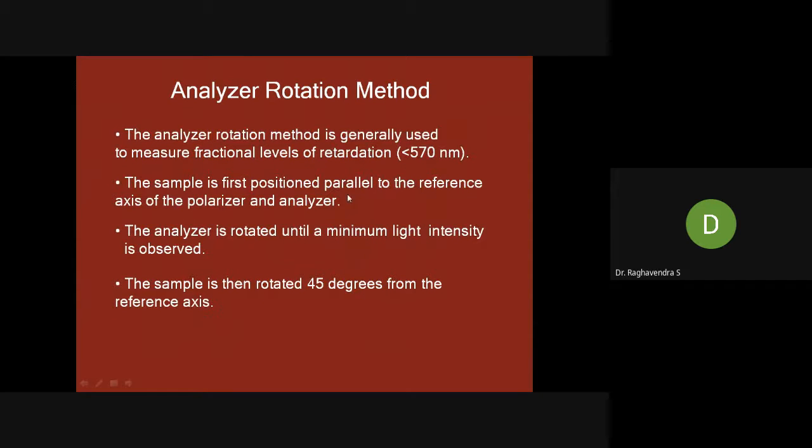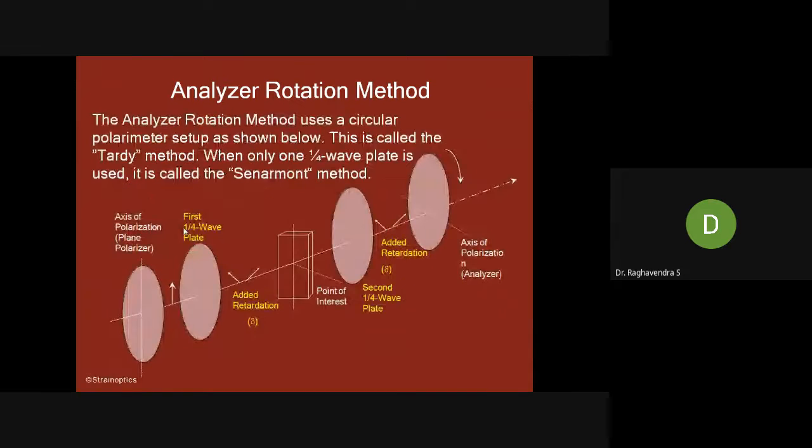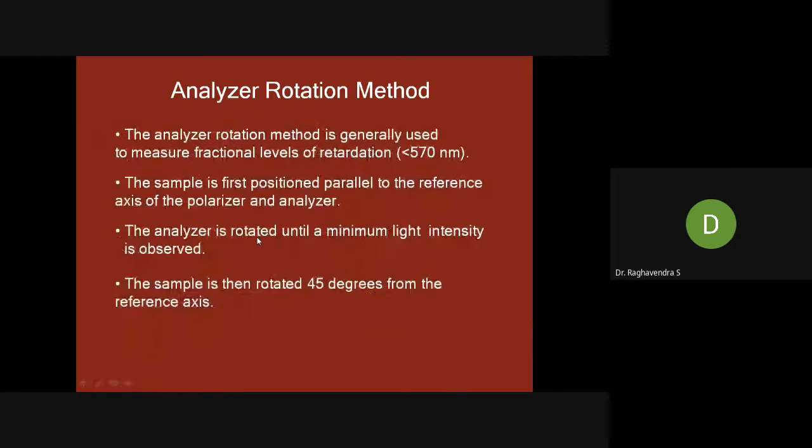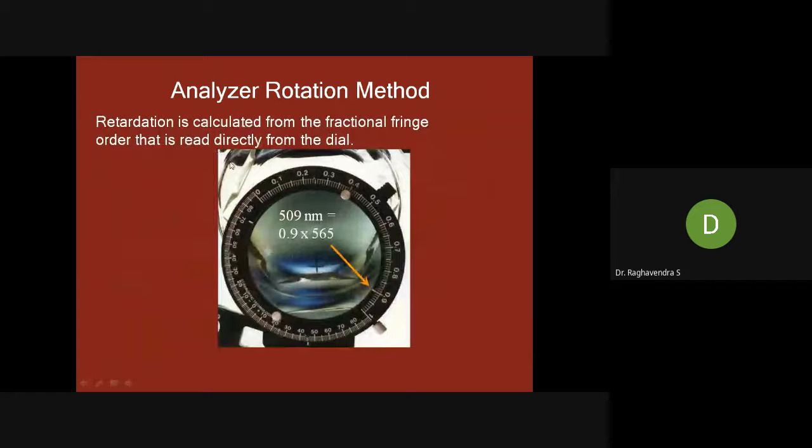The sample is first positioned. There are a lot of different types. No need to worry about this analyzer rotation method and all these things. The only thing you need to know is the plane polariscope and the circular polariscope. Circular means there will be two plates here. That much you remember. These are some of the extra things that are there in the PPT. We'll see that later. You see this kind of scale in the devices.